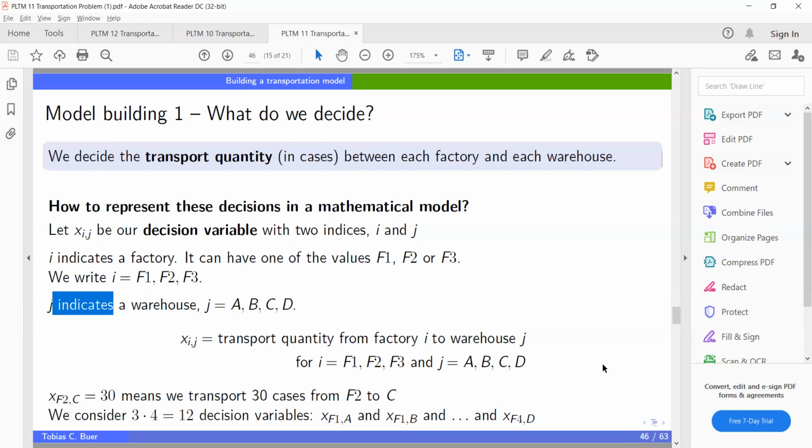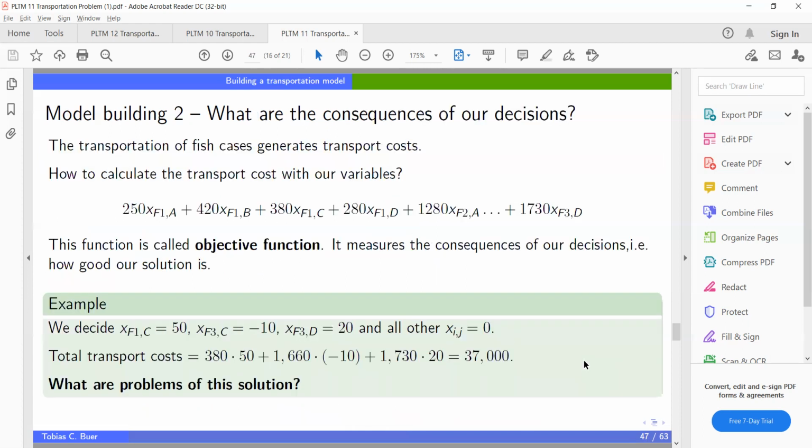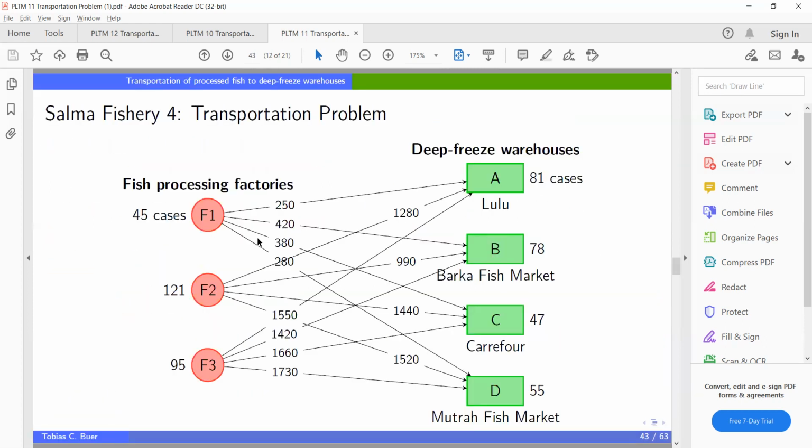Okay, that's the core of most of these models, the decision variable. Now, when you understand this decision variable, we can take the next step. So what are the consequences of our decisions? If we decide to transport cases from factories to warehouses, this results in certain costs. Now, how do we calculate the transport costs using our variables? Let me go back to the drawn example.